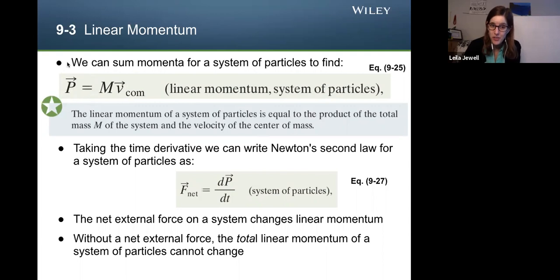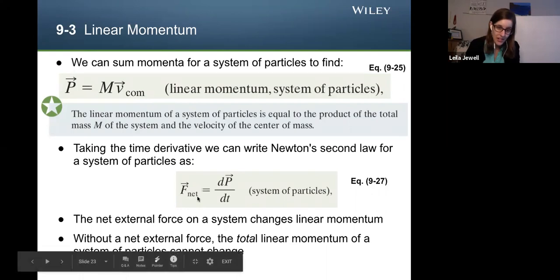We could also sum the momenta for several particles to find the linear momentum of the system of particles. Since it's the system, we use a capital P. We saw that a little bit in lab, where when we considered the momentum of both balls at once, then we used a capital P, and that's equal to the total mass M times the velocity of the center of mass. Okay. And similarly, we could also write Newton's second law for a system of particles, and the only thing that changes from the previous version of writing it is we now have a capital P as opposed to a lowercase p, because it's now a system of particles instead of just a single particle.